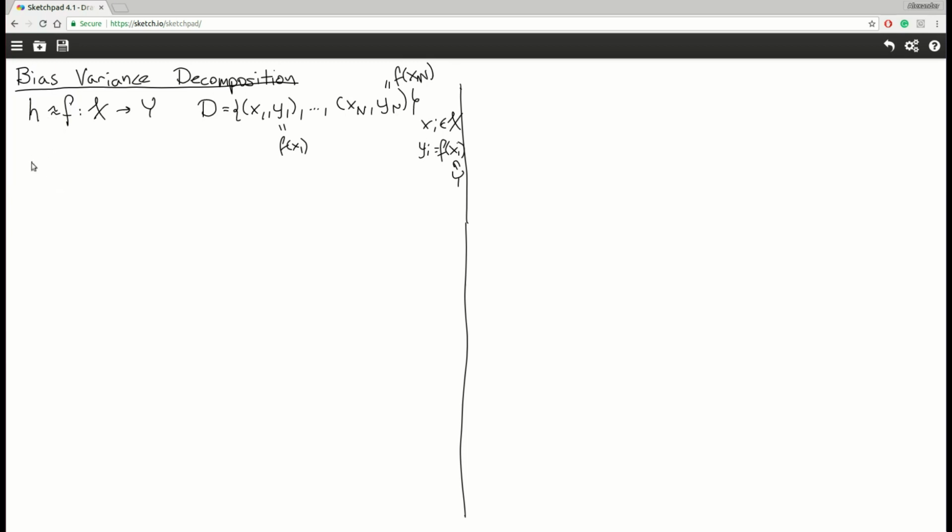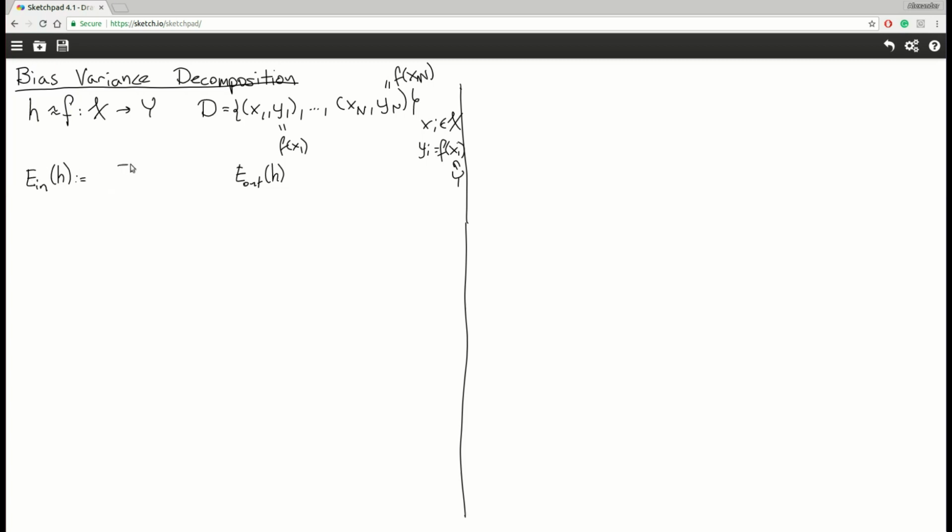To be a bit more concise and formal about what we mean by approximate, we'll define an error measure. This error measure will actually define two error measures: the in-sample error rate and the out-of-sample error rate. The idea is, if h has low error, then it approximates f well. And it'll be clear in a moment why we have two different types of error.